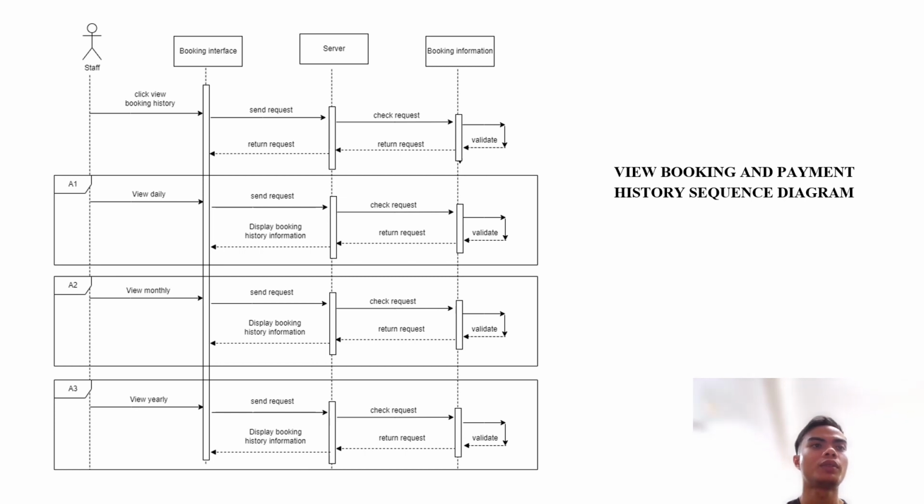For example, if the staff click view monthly, the booking interface will send a request to the server. The server will check the request in the booking information and validate the information, and then the booking information will return a response to the server, and the server will display booking history information monthly to the staff.